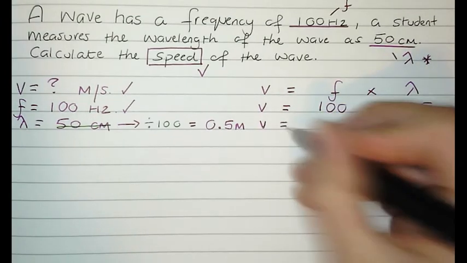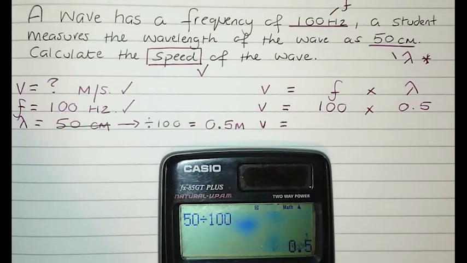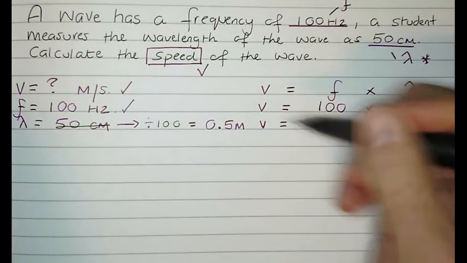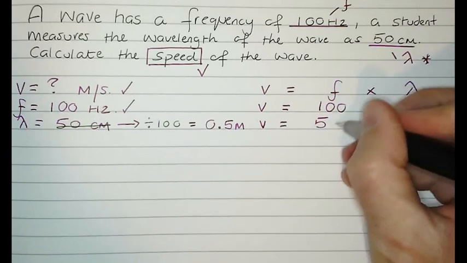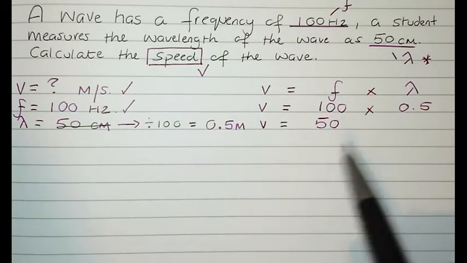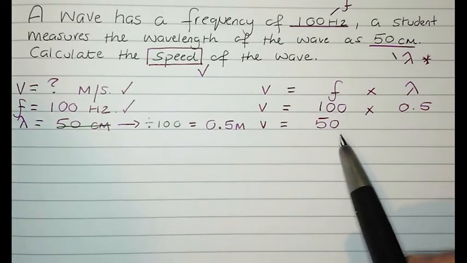V equals 100 times 0.5, we'll do that on the calculator. 100 times 0.5 equals 50. So V equals 50. Is there anything about significant figures? No, there's not. So therefore, this is fine. Is it more than 2 decimal places? No, it's not. So we'll leave it as 50.